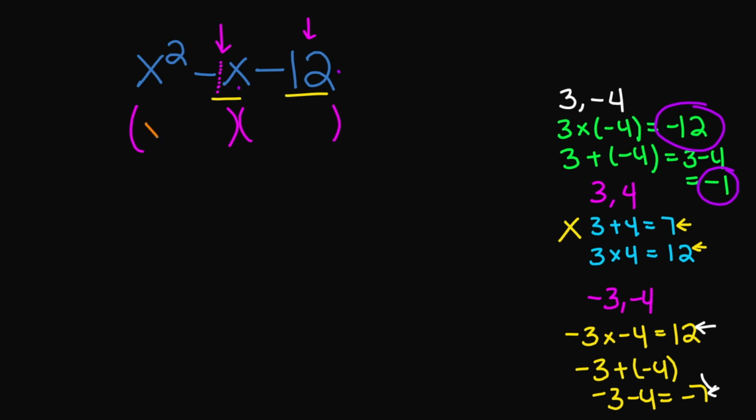So I'm going to place my x in here inside the parentheses. And then remember, you have a positive 3 and a negative 4. So I'm going to do x plus 3 and then x minus 4. So let's go ahead and check our work.